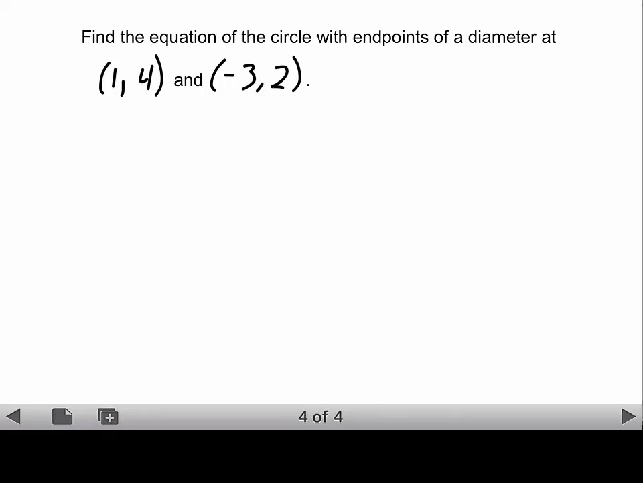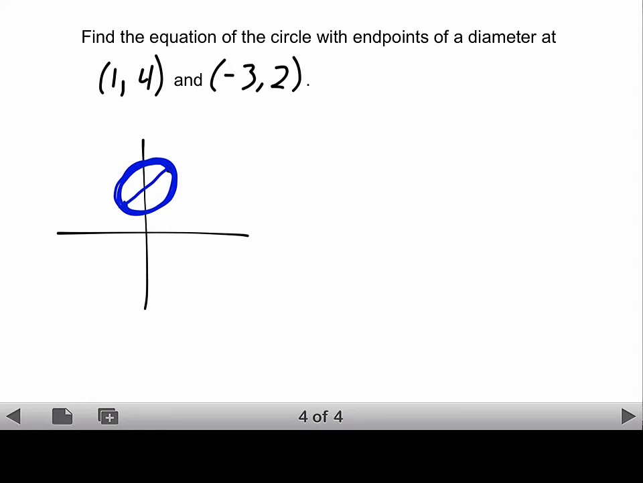For our last example, we're asked to find the equation of the circle with endpoints of a diameter at (1, 4) and (-3, 2). So just a quick sketch here. (1, 4) is in the first quadrant, and (-3, 2) is in the second quadrant. Here's the idea. Those are endpoints of a diameter, so ostensibly there exists a circle that has that line cutting through it, right?